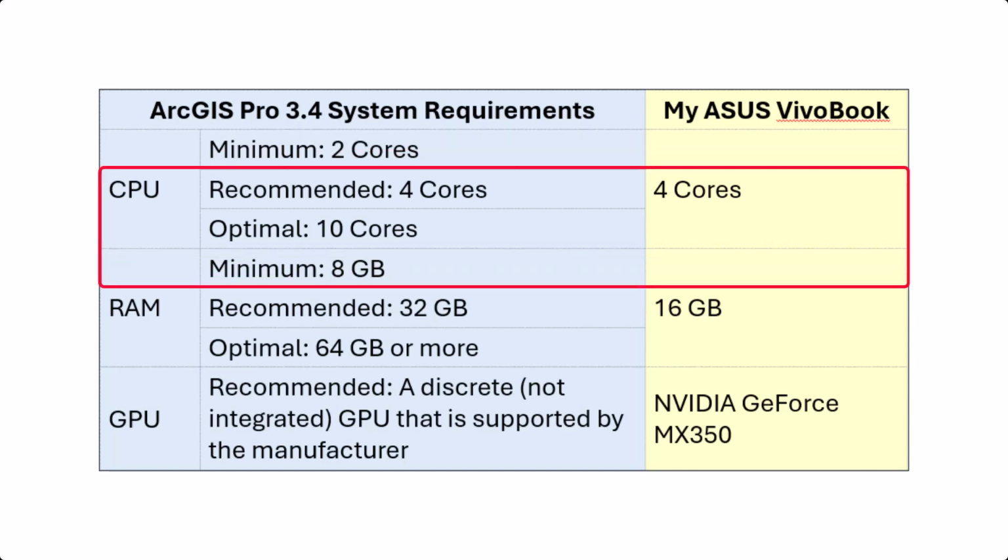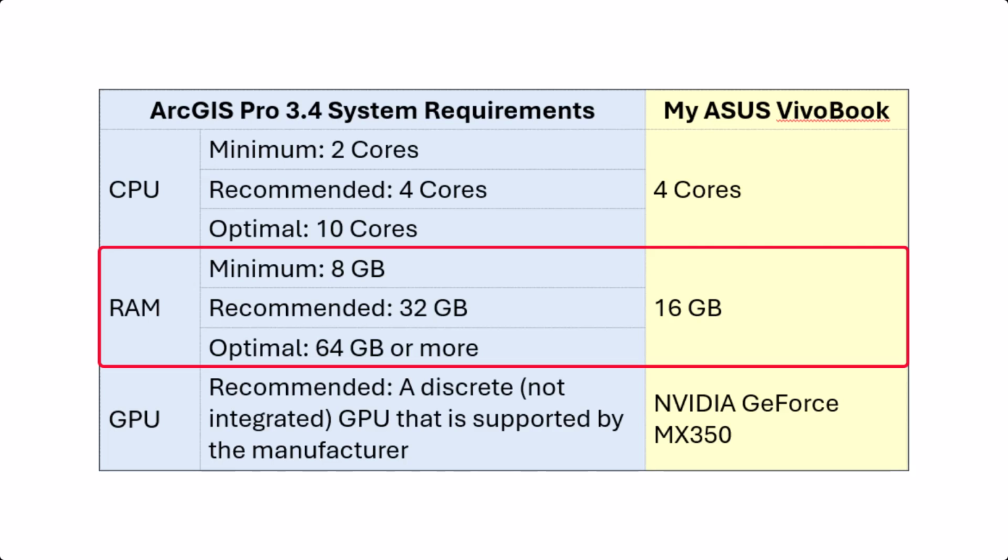Next is RAM, the active memory. This is going to be important for GIS. Minimum is 8 GB and recommended is 32 GB. My current laptop falls somewhere between those. Optimal is 64 GB. That's a lot of RAM. We may struggle to get that on smaller laptops.